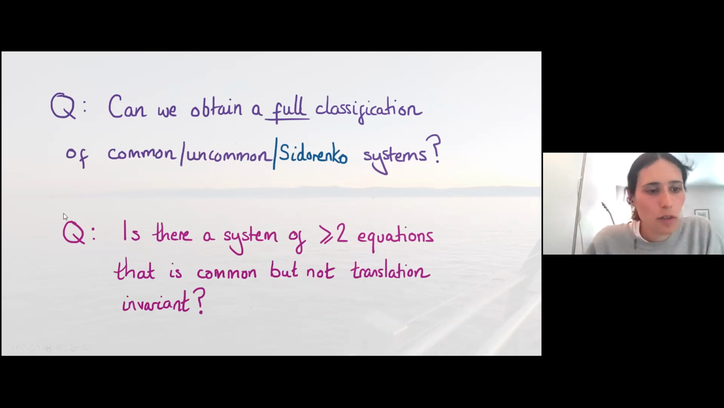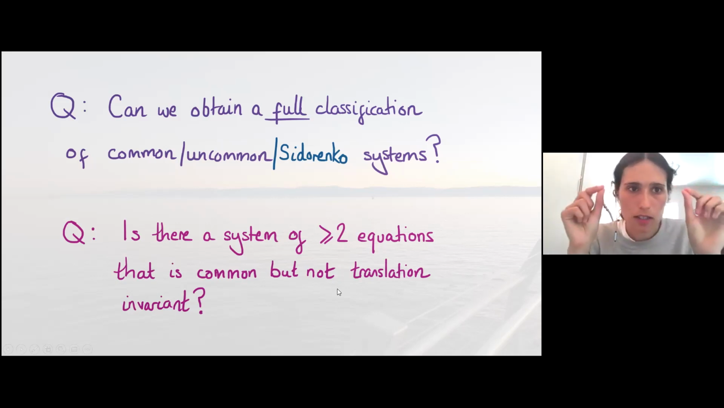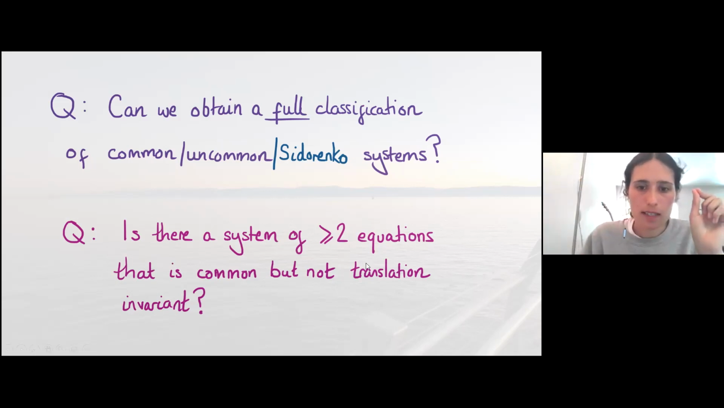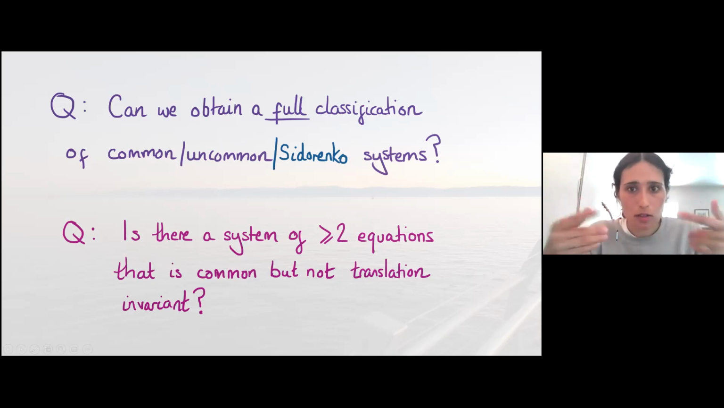So if you wanted to start thinking about this, here is a quite small, simple question that I think is interesting. At the moment, every system that we know that is common has individual equations whose coefficients sum to 0. We call that translation invariant. Does there exist a system of two or more equations that is common but doesn't have this property, where the individual equations have coefficients that sum to 0?